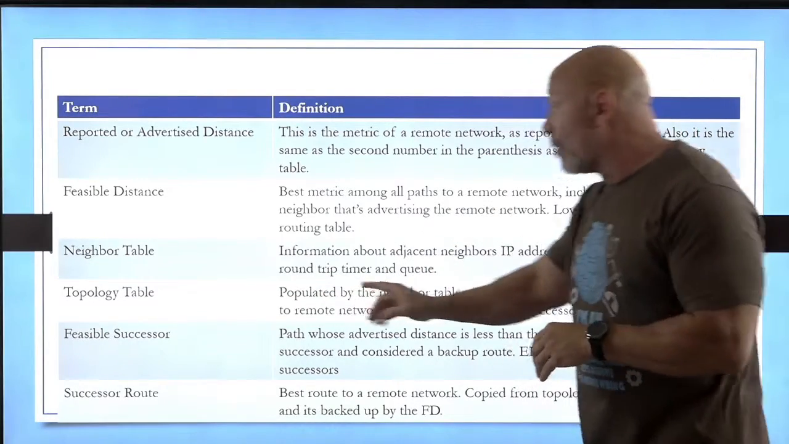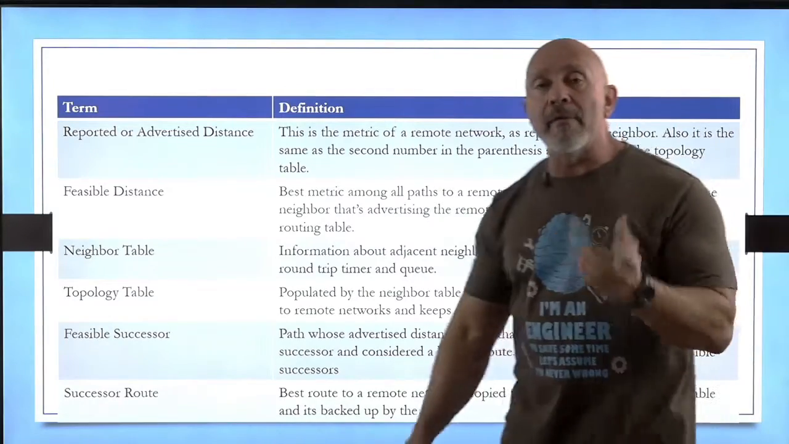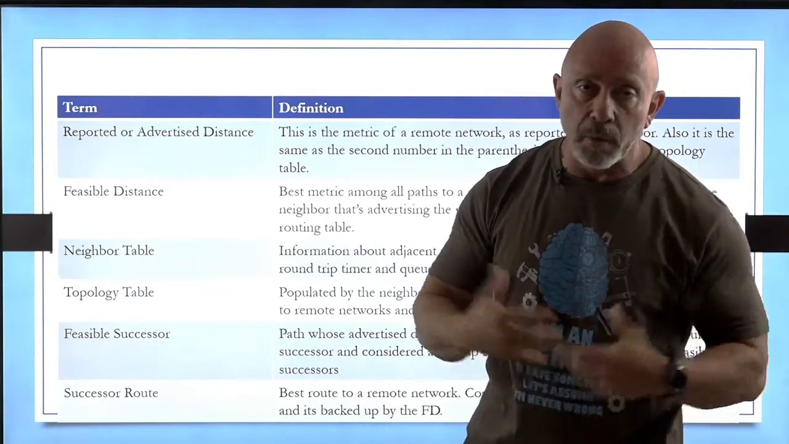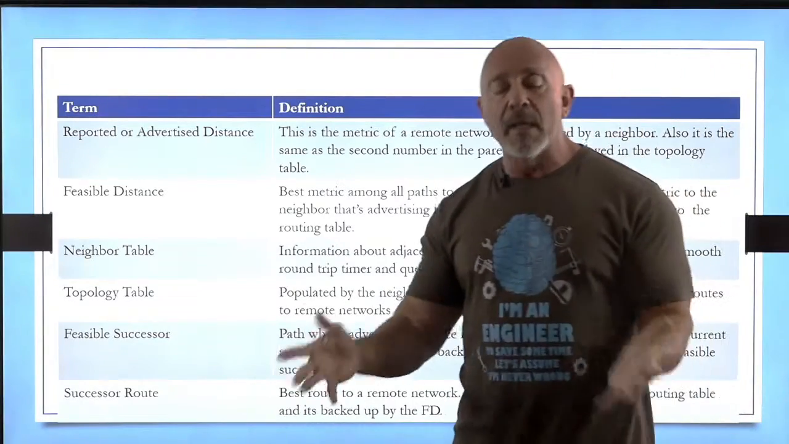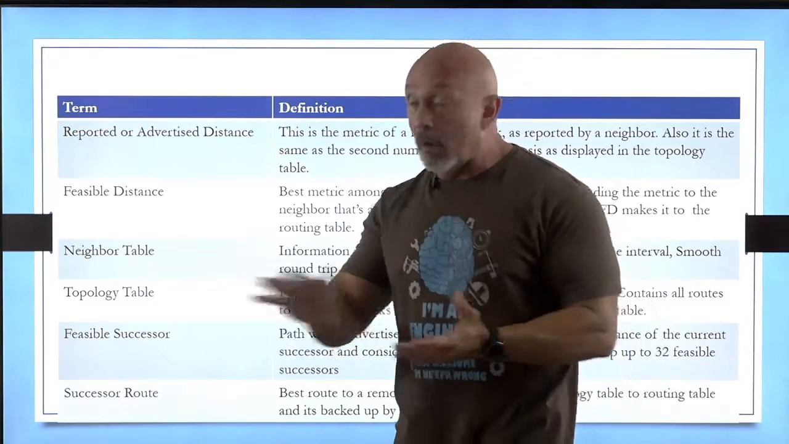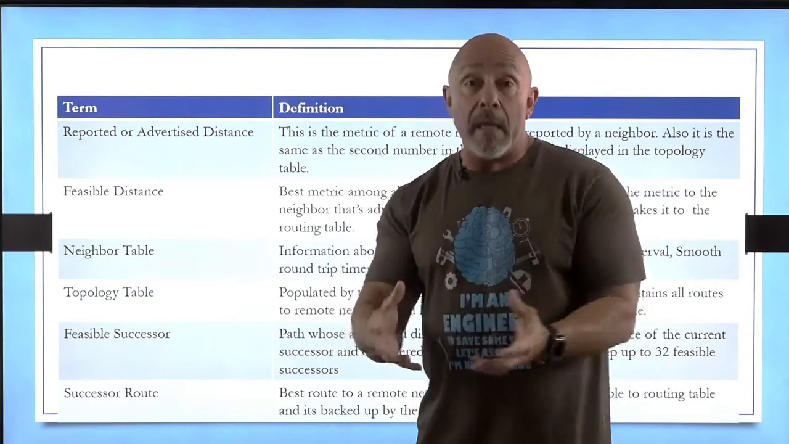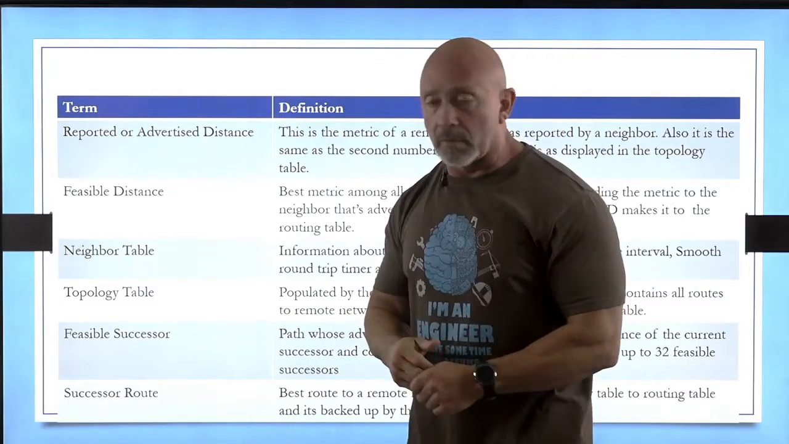Now, the topology table is populated by the neighbor table, and obviously by using the DUAL algorithm when it calculates this metric. It's a combination of both, and we know already that it holds all the routes to all the remote networks, and the successor route that's in the topology table gets copied into the routing table.